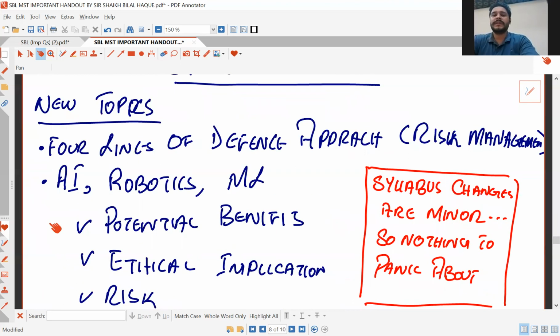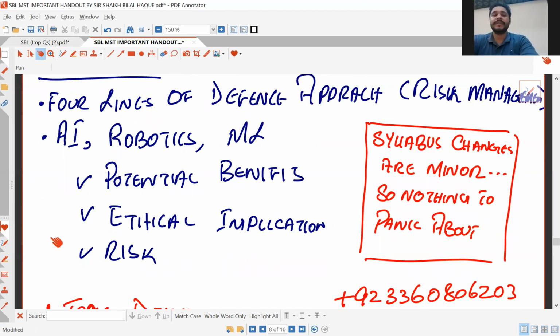There are some new topics that have been included: four lines of defense, that is risk management. Then we have artificial intelligence, robotics, potential benefits, ethical implications, risks. Syllabus changes are minor, so nothing to panic about.